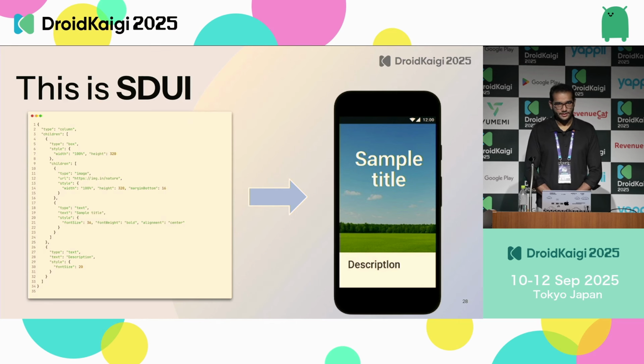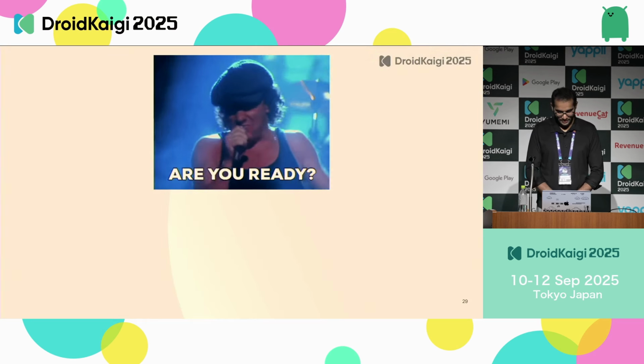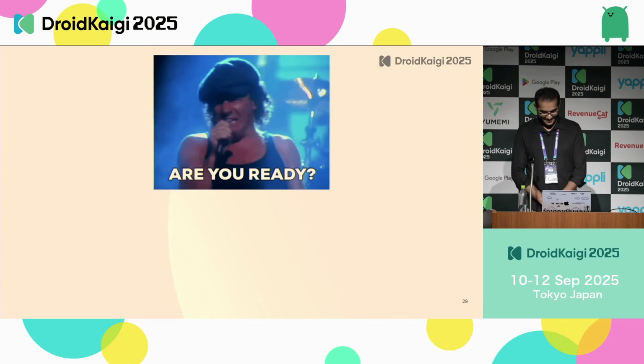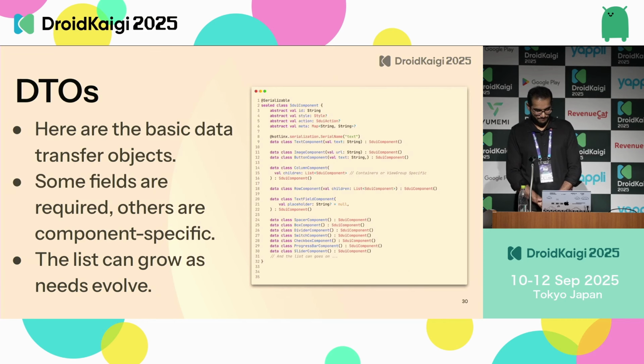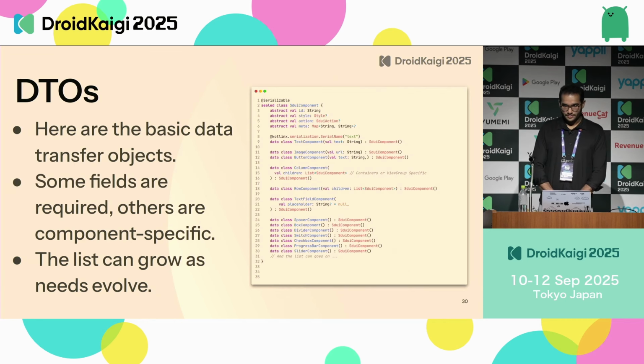Cool. Let's go back to the code. Are you guys ready? Let's see some example code. Here are the DTOs, or data transfer objects. These are the building blocks for information passed between your server and app. Some parts are always needed, but others are only required for certain components. This should stay flexible, so it will be easy to add new types later.